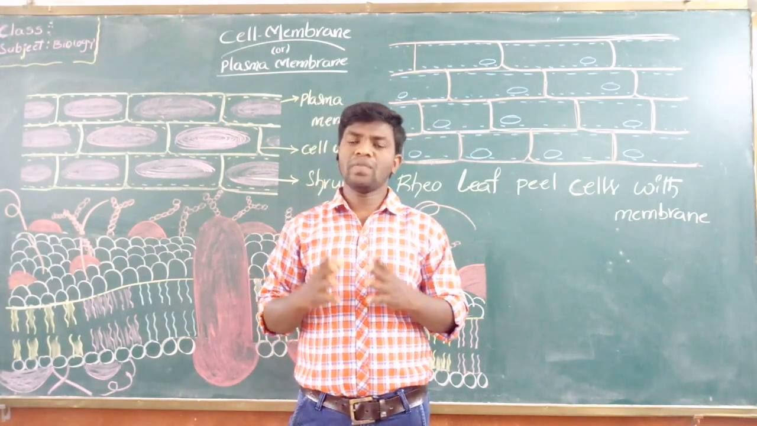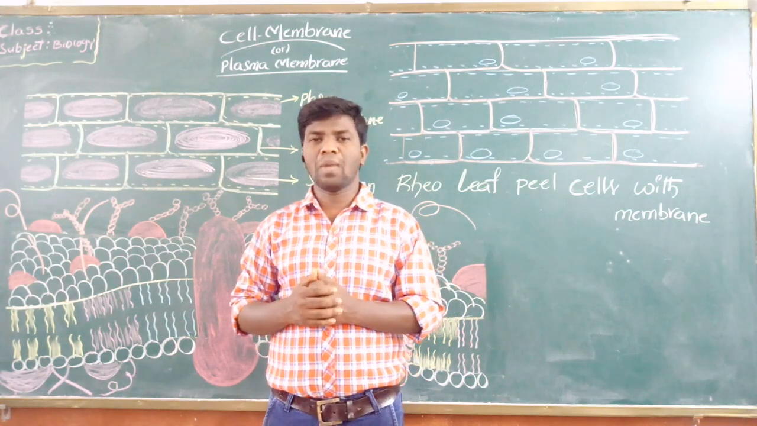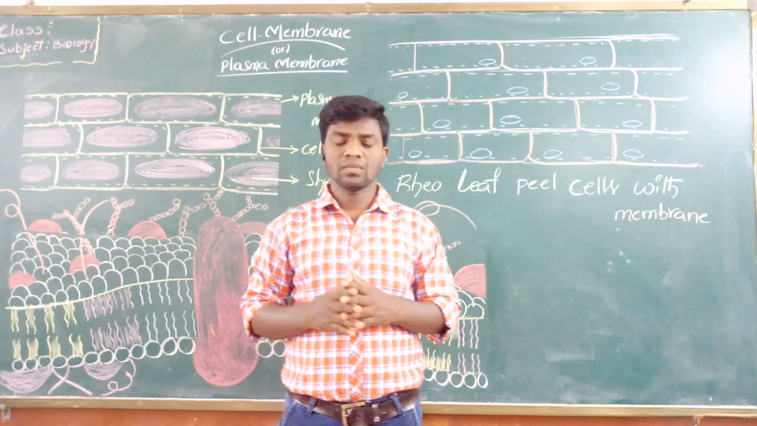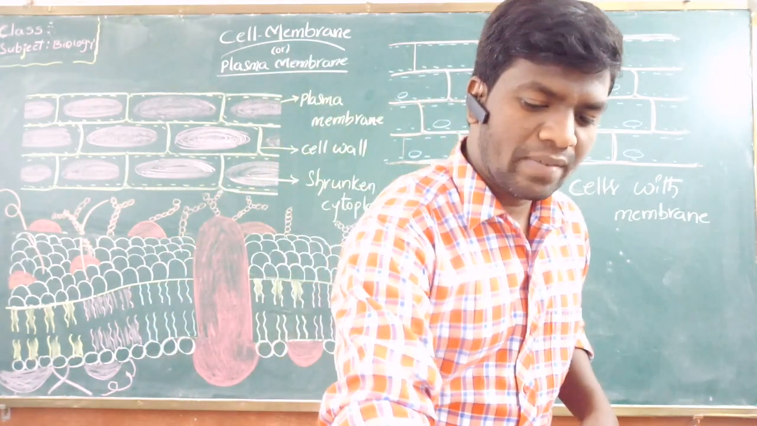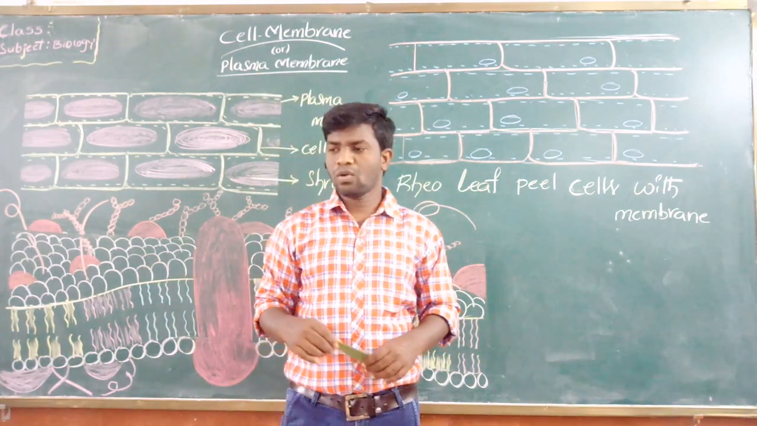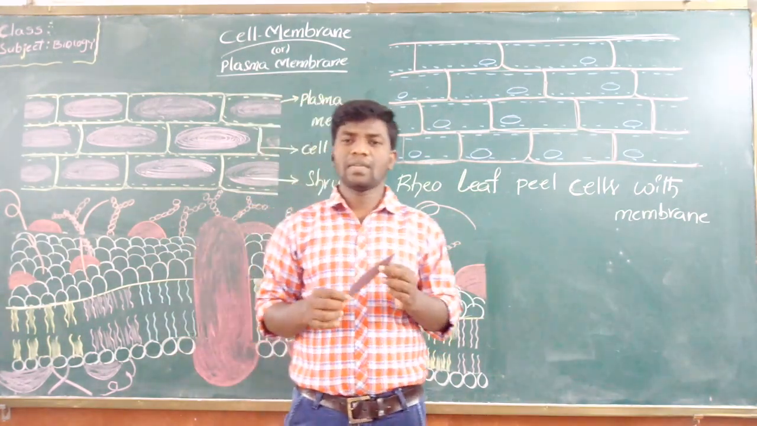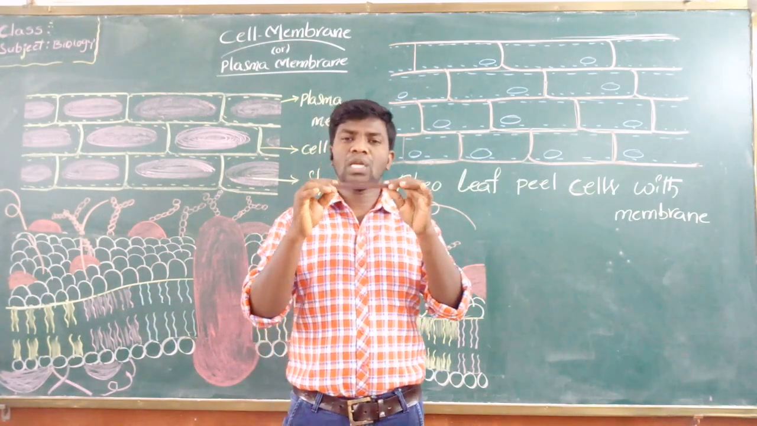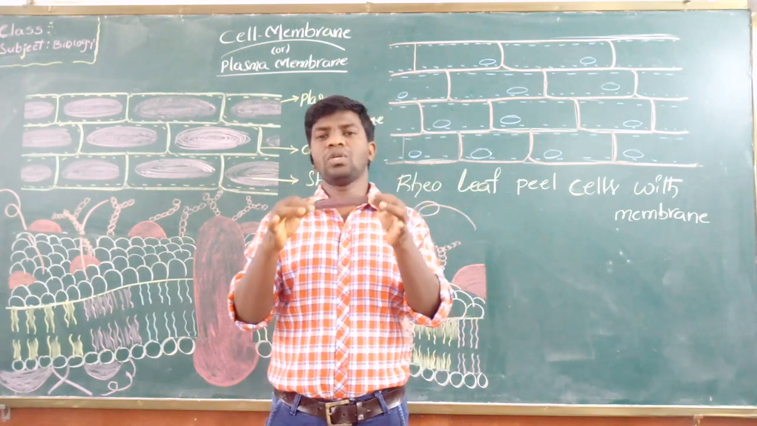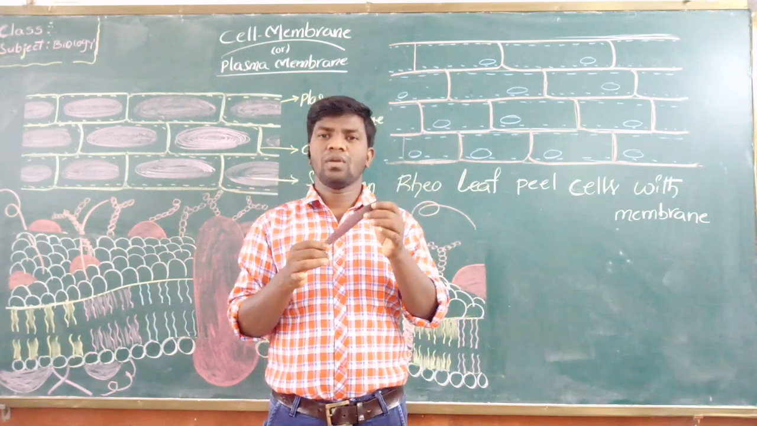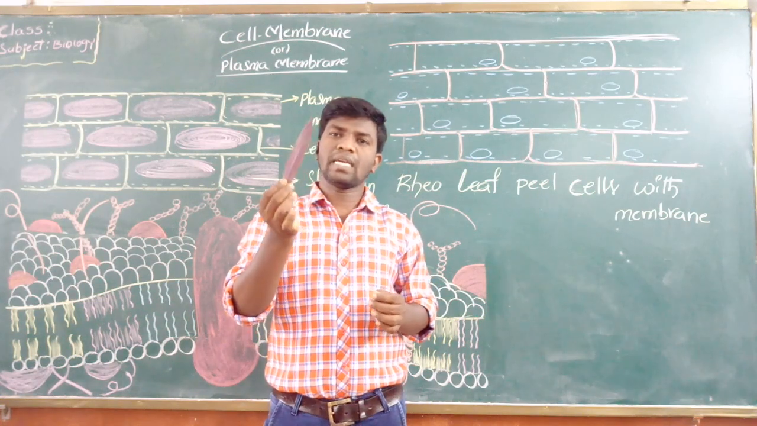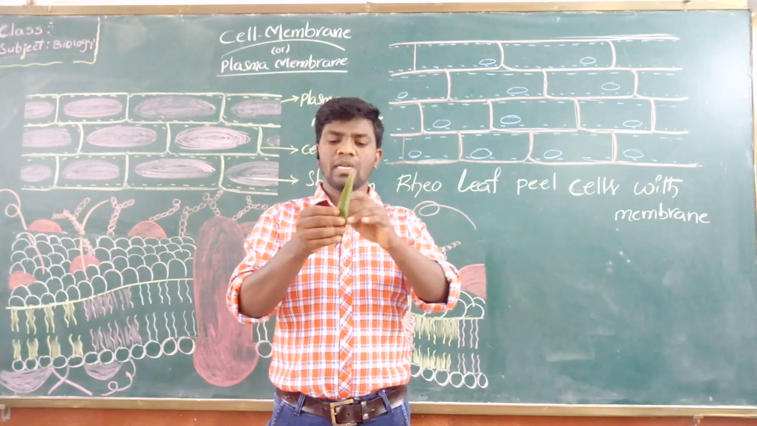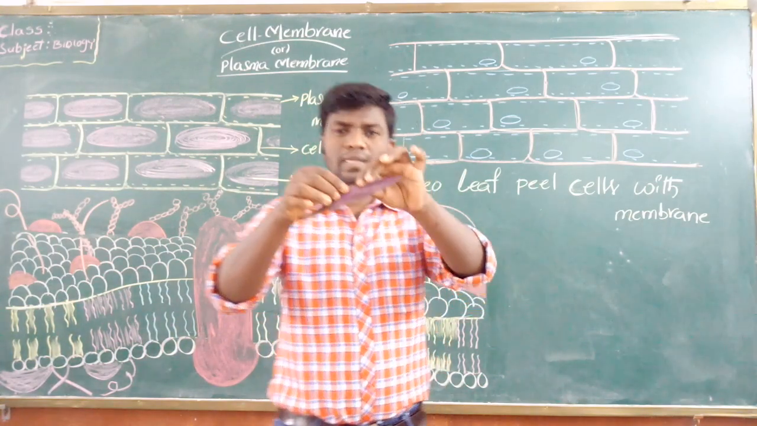So how will we observe the cell membrane? For this we need to conduct an activity, but here there is no apparatus. So this is Rheo leaf. Why do I select this? Because I want to observe the cell membrane in this Rheo leaf. First of all, take a Rheo leaf and tear the leaf in a single stroke, like this.